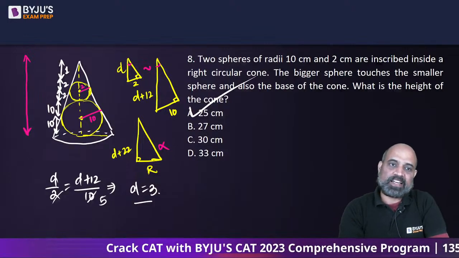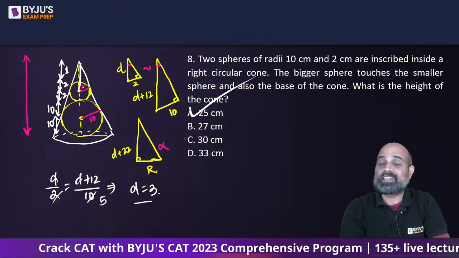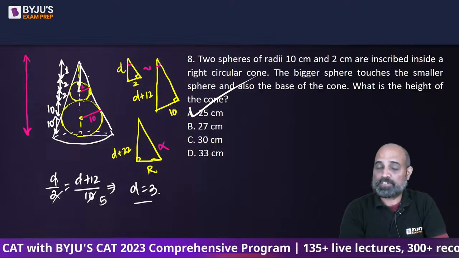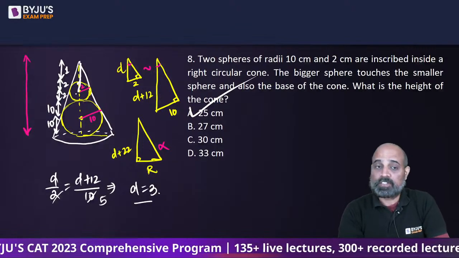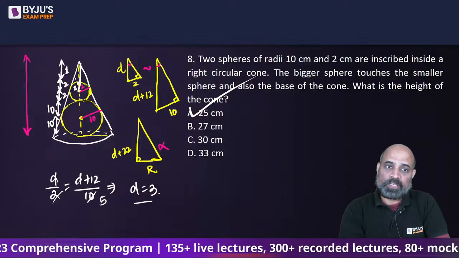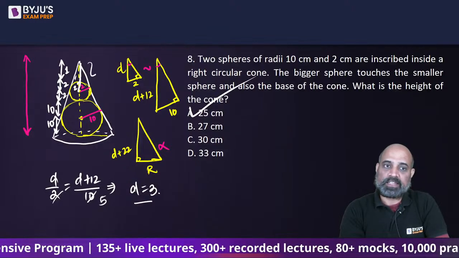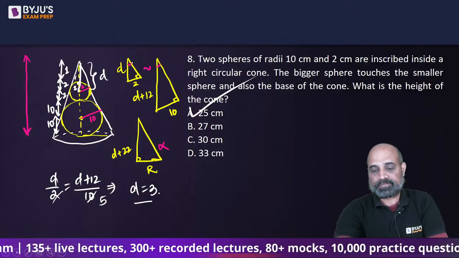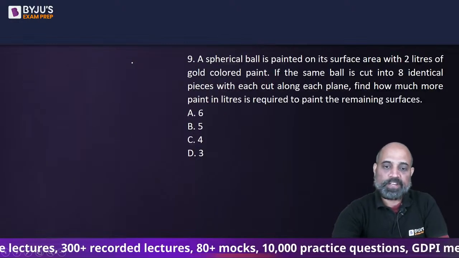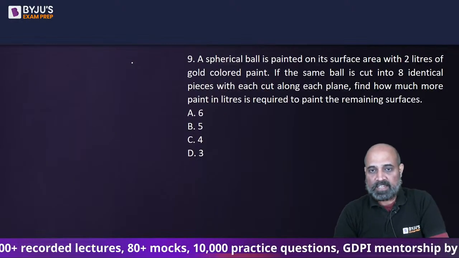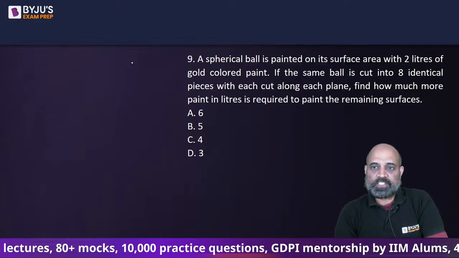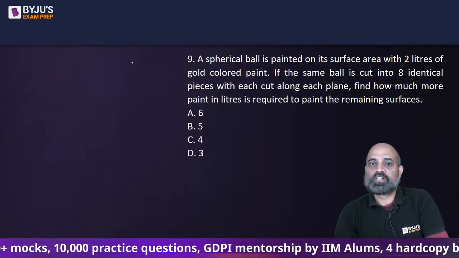Remember the distance that I have taken included the radius 2 of the smaller hemisphere, smaller sphere. So this was 2 plus this distance. This entire thing, I took this as d, right? So 25. Next. A spherical ball is painted on its surface area with 2 liters of gold colored paint.